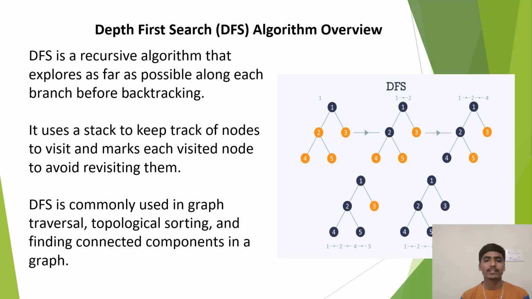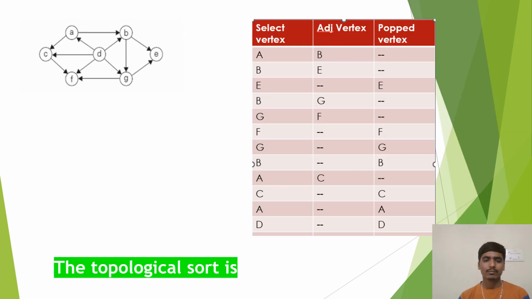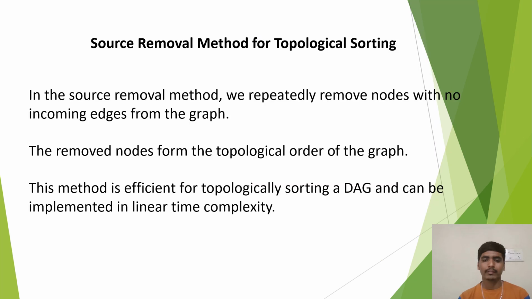Depth first search (DFS) algorithm overview. DFS is a recursive algorithm that explores as far as possible along each branch before backtracking. It uses a stack to keep track of nodes to visit and marks each visited node to avoid revisiting them. DFS is commonly used in graph traversal, topological sorting, and finding connected components in a graph. The topological sort is D, A, C, B, G, F, E.